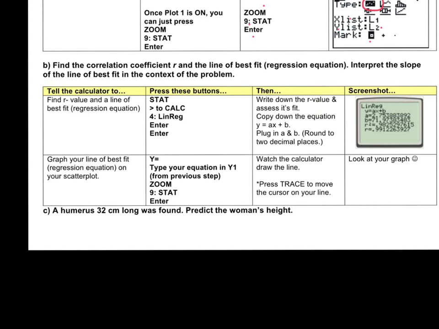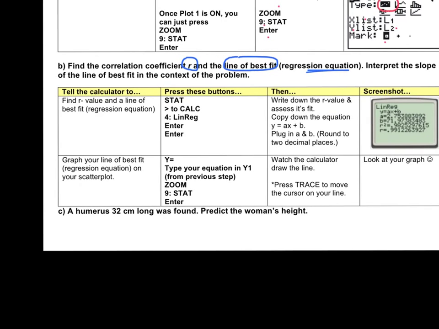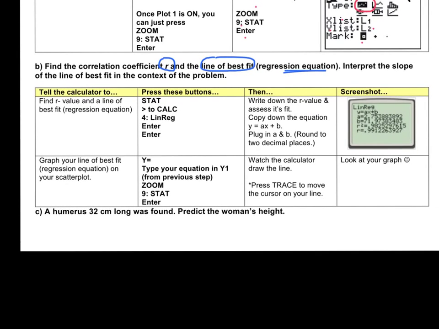Now that you have your data in the calculator, we need to do two things. We need to find the R value, the correlation coefficient, and we need to find the equation for the line of best fit, which is our regression equation. They're called the same thing, line of best fit, regression equation. Then we're going to say what the slope means in the context of the problem. So the calculator will find both the R value and the regression equation all at the same time. We're killing two birds with one stone here.